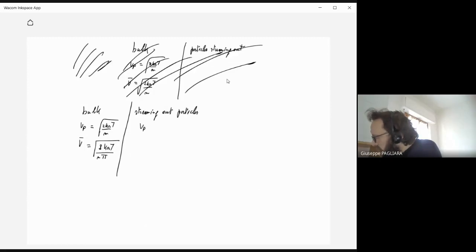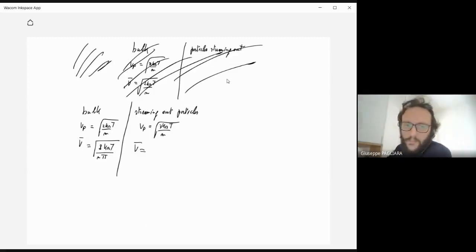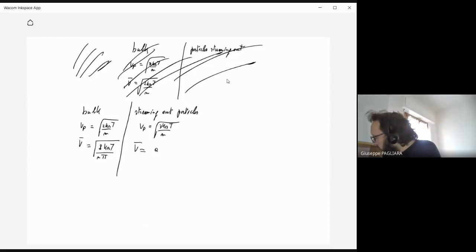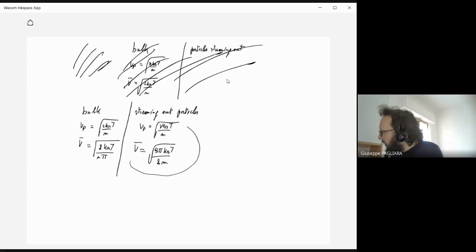we have that Vp is 3 kBT divided by m, and the average is 9 pi kBT divided by 8m. So what happens is that both the most probable values and the average values are larger with respect to the bulk quantities.